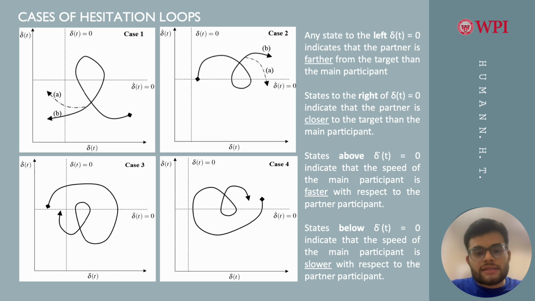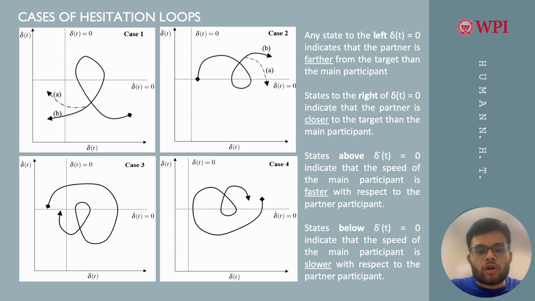Upon reviewing all the hesitation loops, we can see that there are four hesitation loops being conducted over here. Let's study the first of them. We can see that initially, when the participant starts, they are further away from the target than the opponent participant, and also slower. As they move towards the target, their speed increases and approaches that of the opponent, and then for a while it increases more than the opponent's speed.